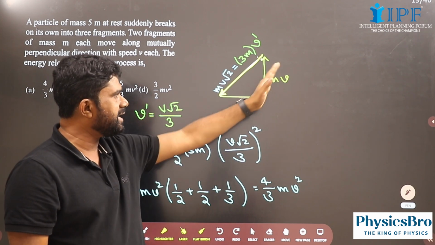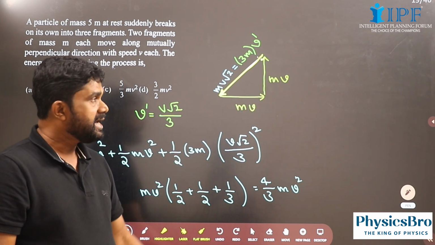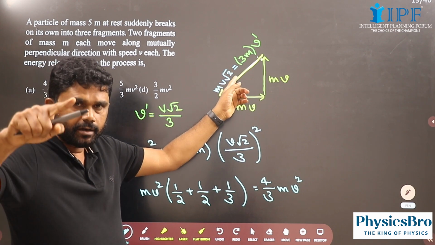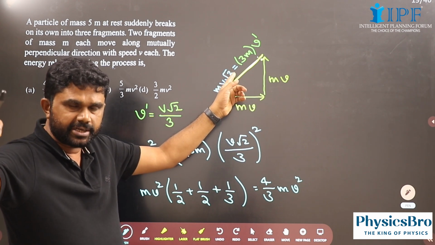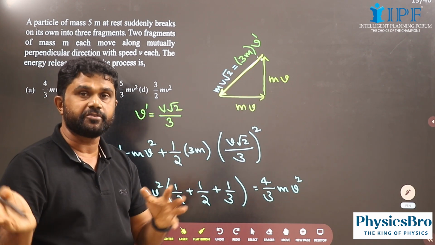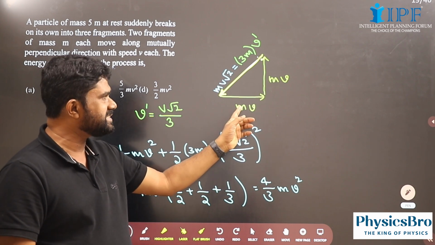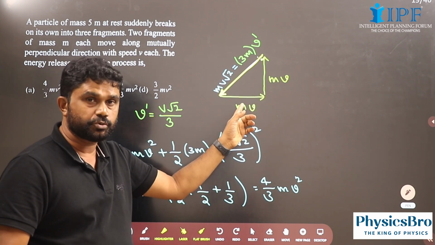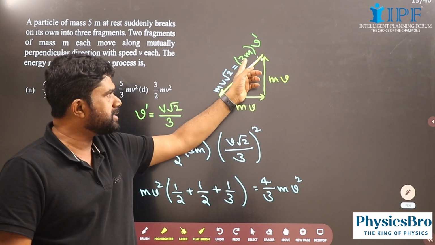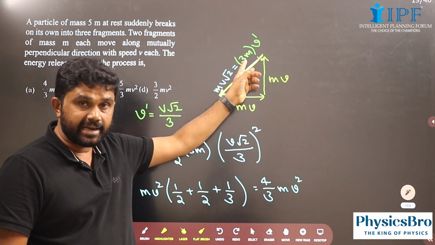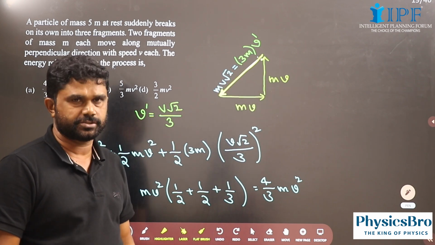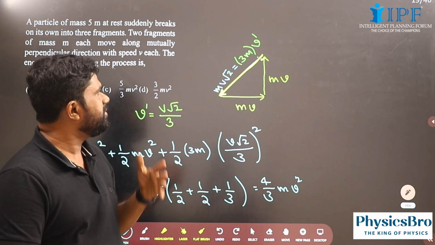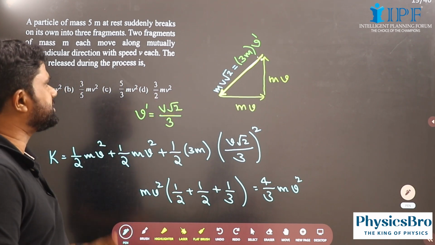Here we have mv and mv, so this will be mv root 2. And this represents the linear momentum of the third fragment. See, the total mass was 5m, of which the mass of this is m and this is m, total 2m, so the remaining will be 3m. Okay, the mass of the third fragment is 3m and let its velocity be v dash. Then we will get v dash equal to v root 2 by 3 from here.